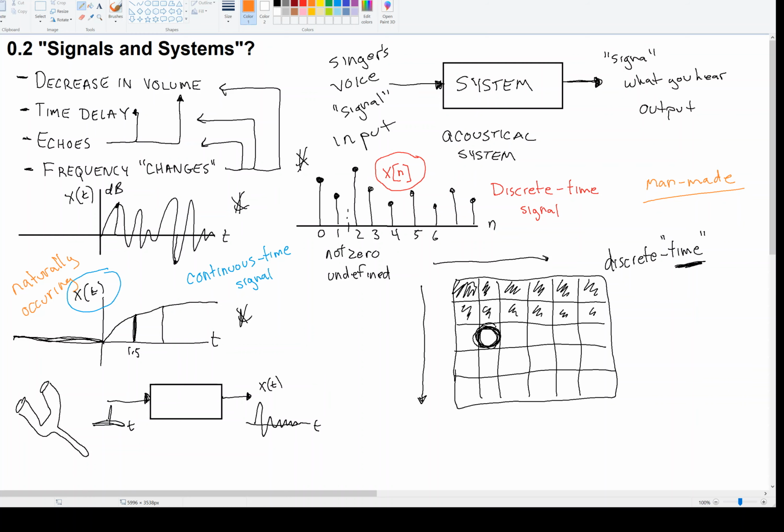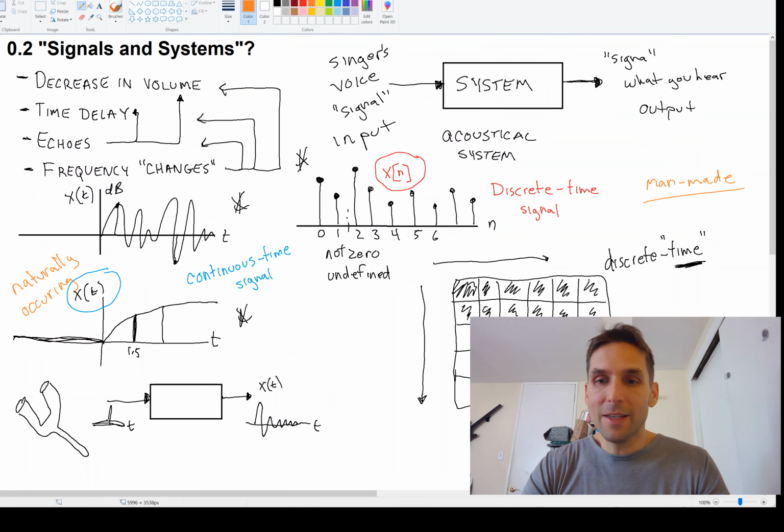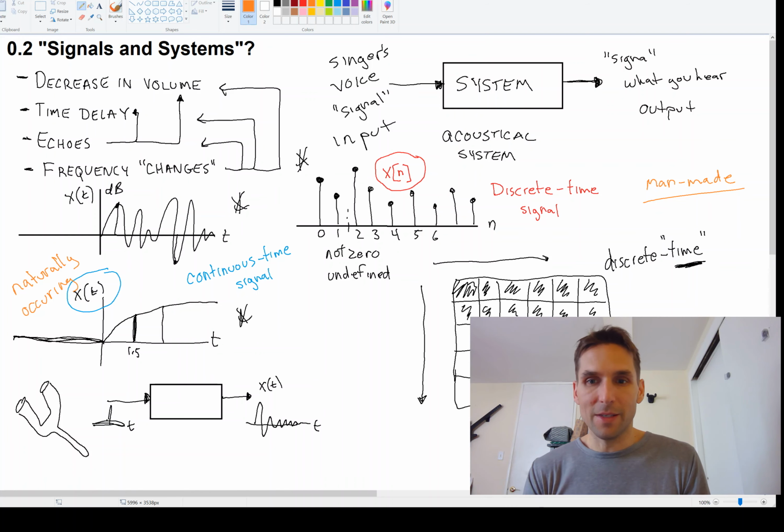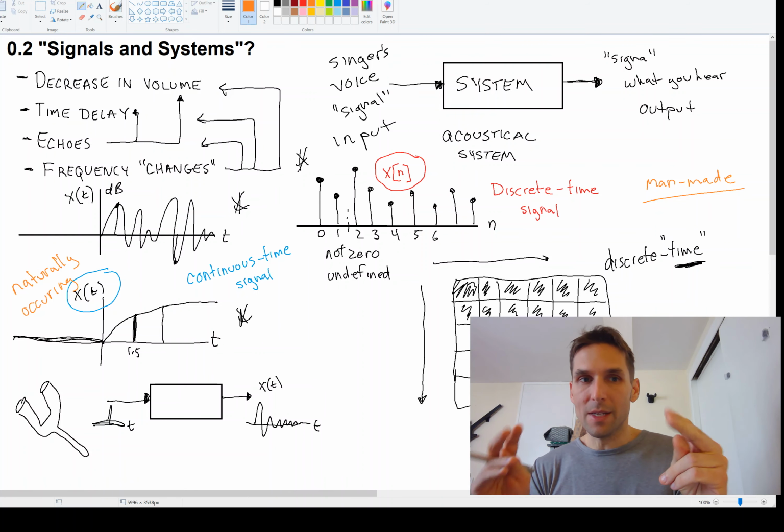All right, so you should have a decent idea now about what we mean by signal and what we mean by system. In the next video, we're going to start describing some properties of our signals. Specifically, we're going to start with the energy and the power in a signal. This is related to the decrease in volume. What we would say is that the energy has been lost in the signal. So let's check it out.